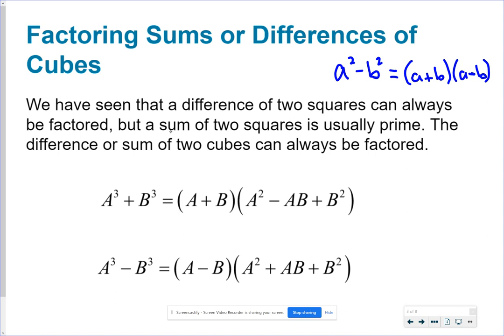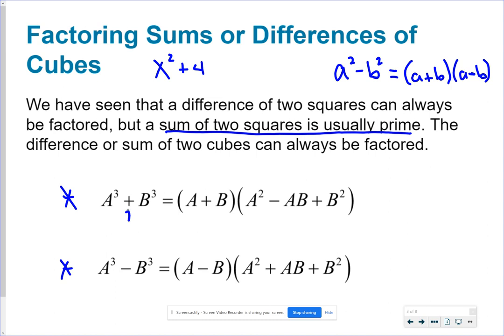Now we're going to do the difference of cubes and the sum of cubes. Remember also that the sum of two squares is usually a prime. It usually can't be factored. So a squared plus b squared, something like x squared plus 4, which is x squared plus 2 squared, can't be factored. But we do have formulas for factoring the sum of cubes and the difference of cubes.